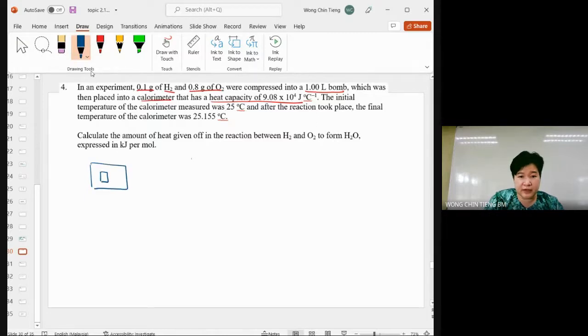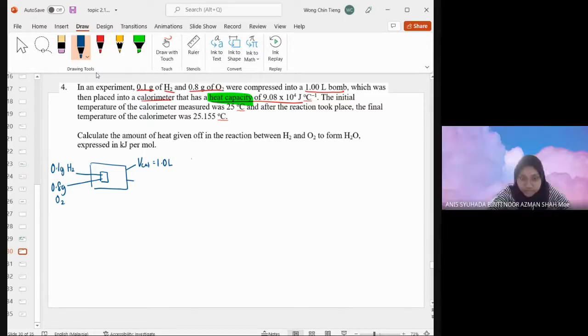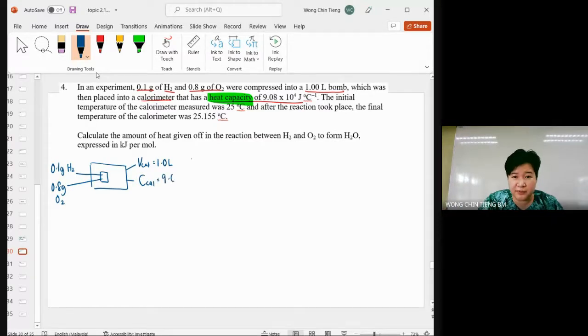Inside the bomb calorimeter right now, I place in 0.1 gram of hydrogen gas. I place in the same thing, which is 0.8 gram of oxygen gas. The volume of the calorimeter is 1 liter. The calorimeter has a heat capacity, C capital, equal to 9.08 times 10 to the power of 4 joule per degrees Celsius. The initial temperature of the calorimeter measured was 25 degrees Celsius. The final temperature given is 25.155 degrees Celsius. Straightforward, delta T is 0.155 degrees Celsius. Right?